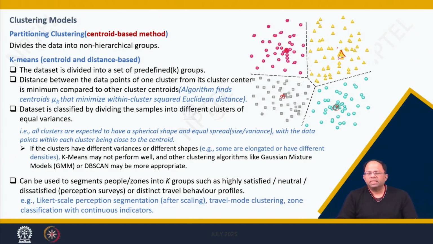And the data set in this case is divided into predefined clusters. That means we decide, okay, let us divide the group into 3 clusters or 4 clusters, something like that. And the logic that we follow is that the distance between the data points within one cluster and its cluster centroid is minimum compared to other cluster centroids. That means whatever data points are in this particular cluster should be nearer to this centroid compared to the centroid of other clusters, right.